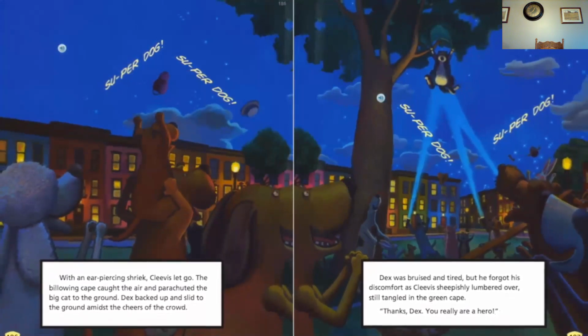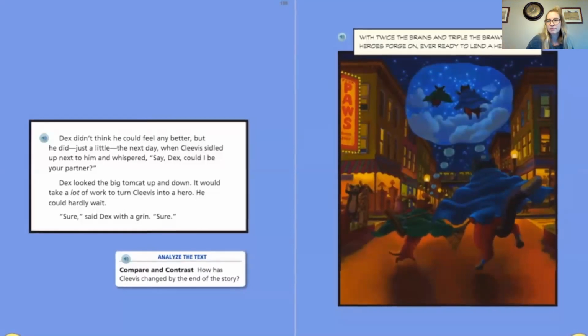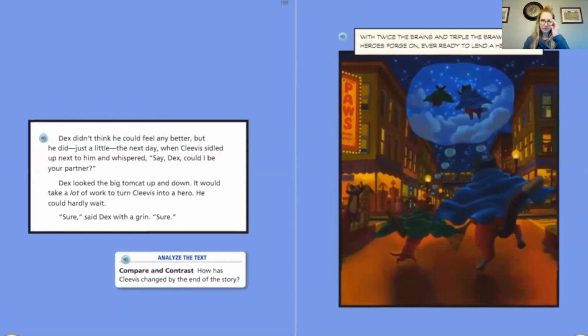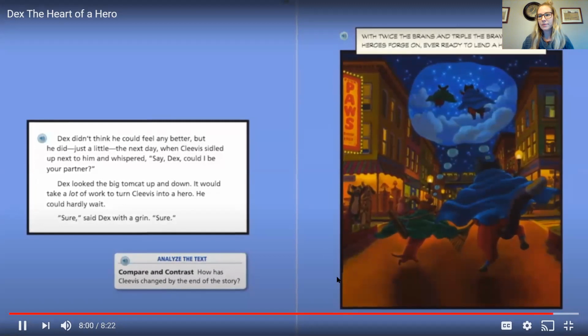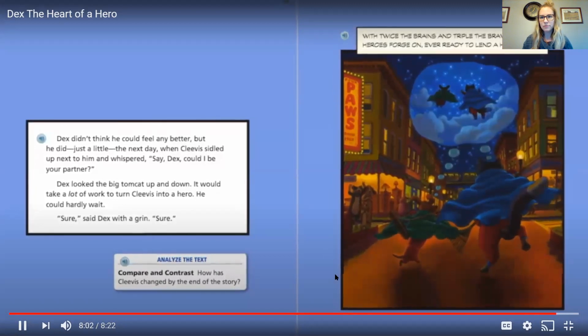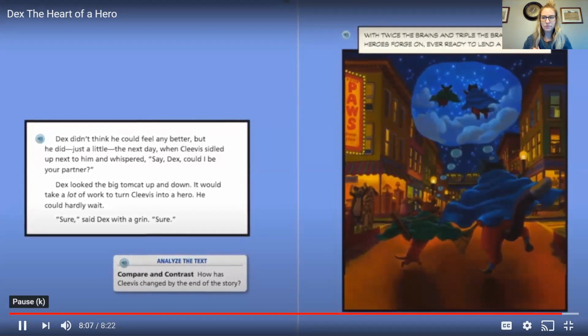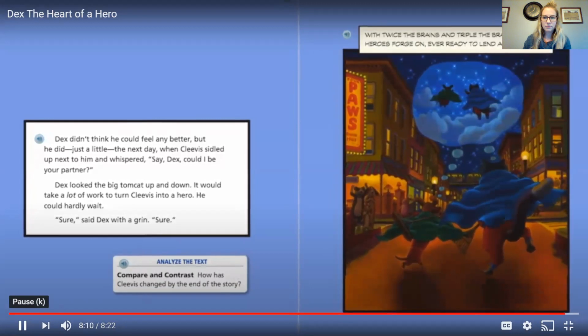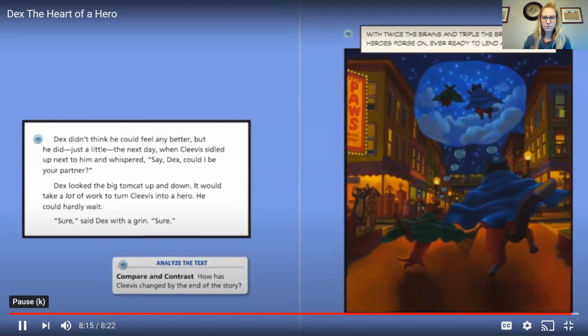"Thanks, Dex. You really are a hero." Dex didn't think he could feel any better, but he did, just a little, the next day when Clevis settled up next to him and whispered, "Say, Dex, could I be your partner?" Dex looked the big tomcat up and down. It would take a lot of work to turn Clevis into a hero. He could hardly wait. "Sure," said Dex with a grin. "Sure." With twice the brains and triple the brawn, our heroes forged on, ever ready to lend a helping paw.